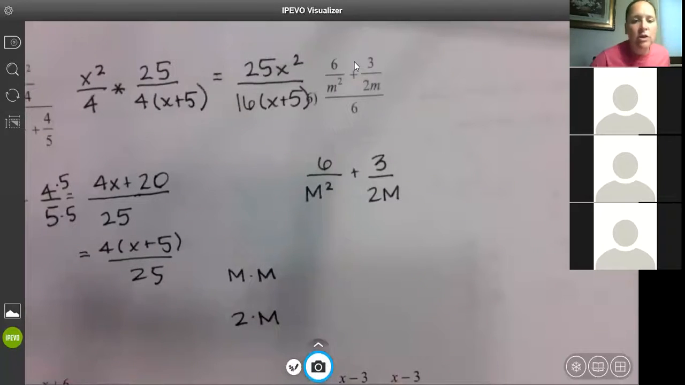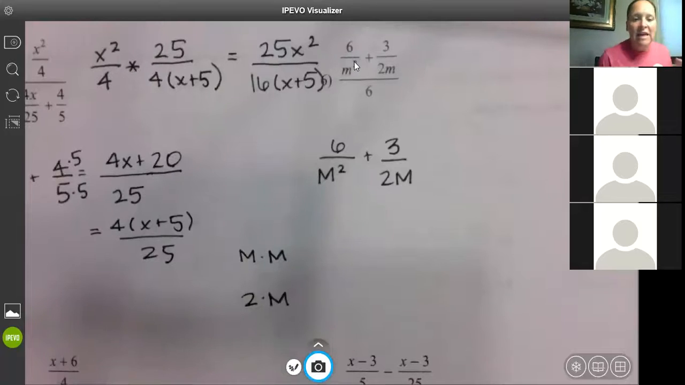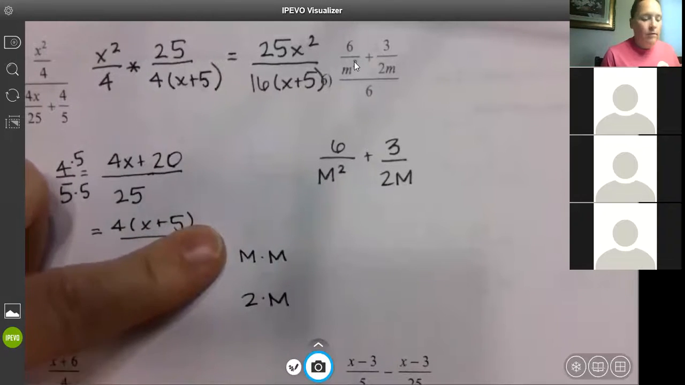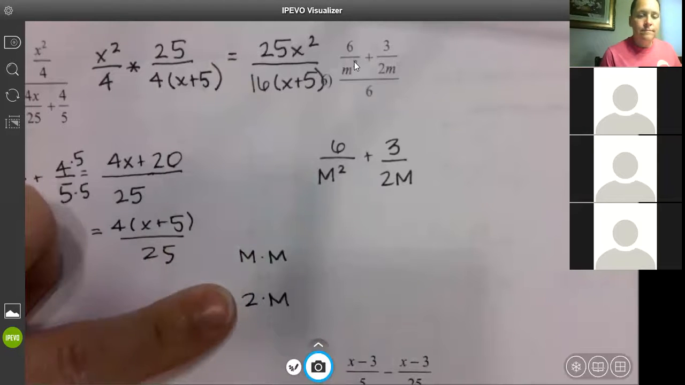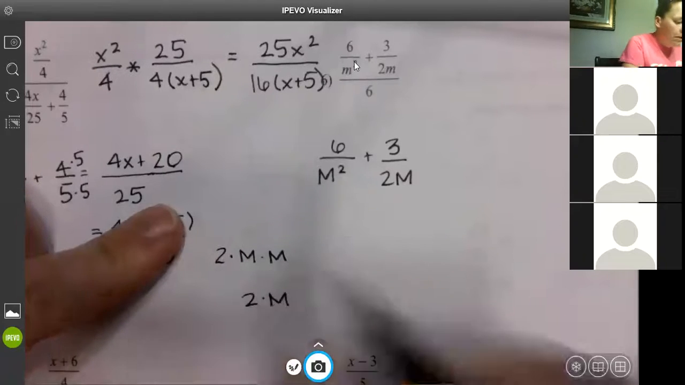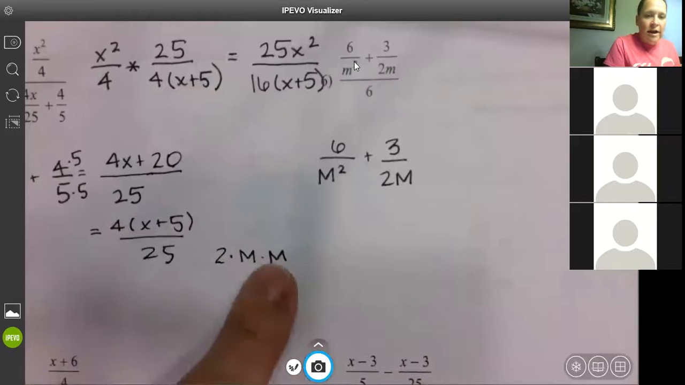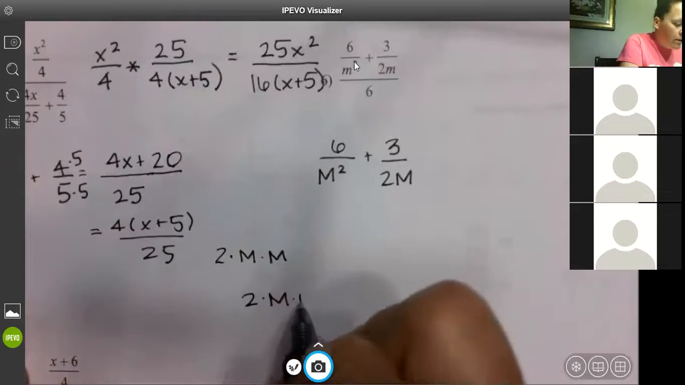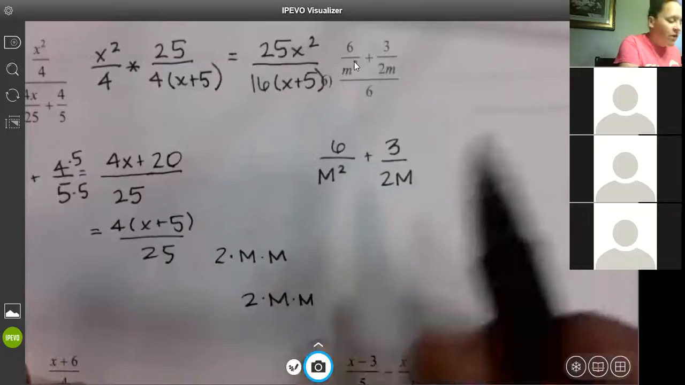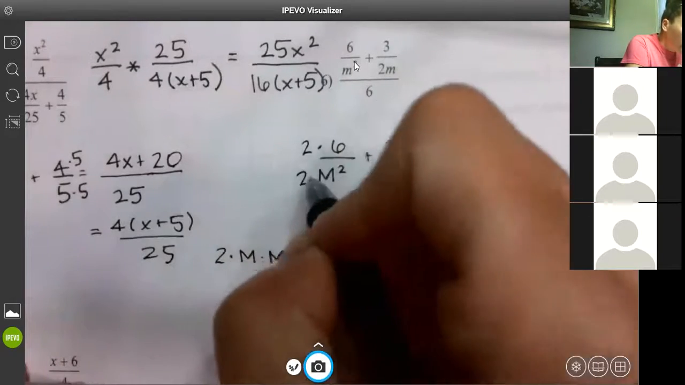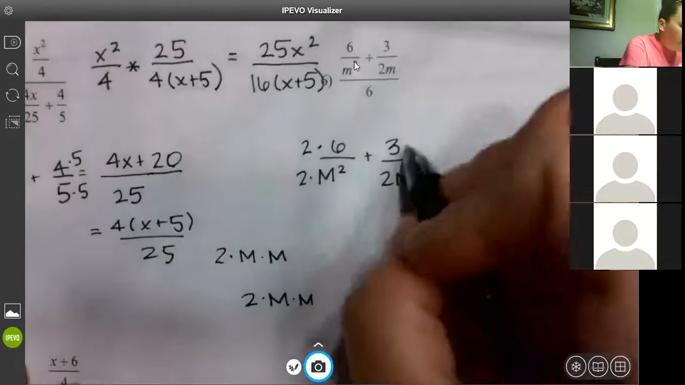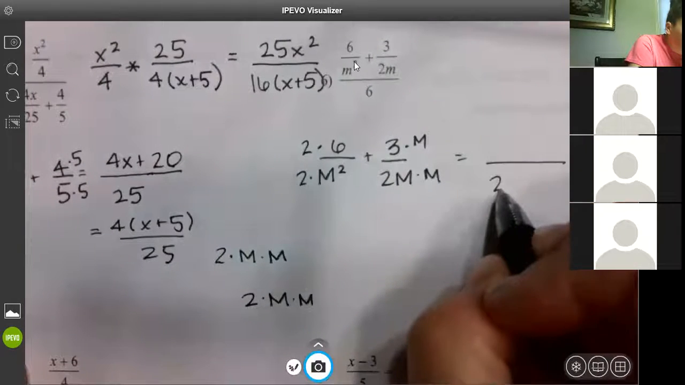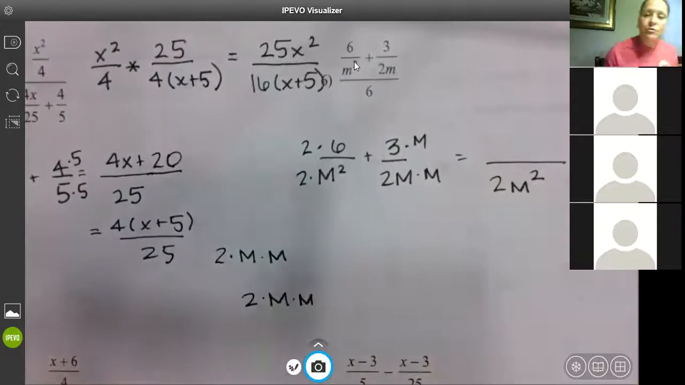How do I get those two to look alike? What can I give them to make them equal? What can I give this one that this one has? 2. What can I give this one that this one has to make them look alike? An m. So you said for this first fraction, I can give a 2. For the second fraction, I have to give an m, which would make a common denominator of 2m squared.